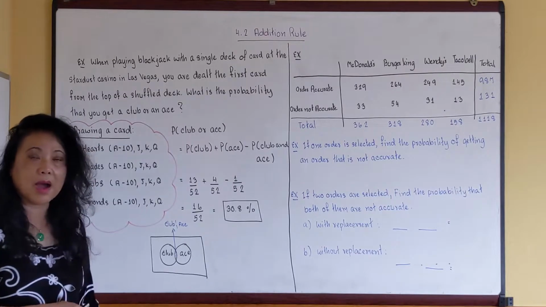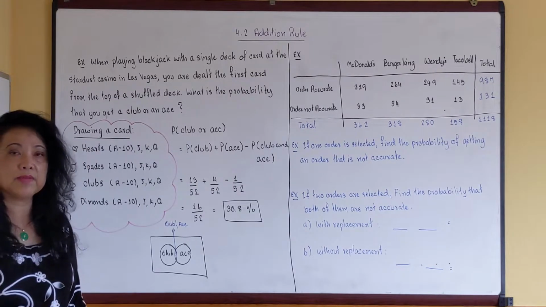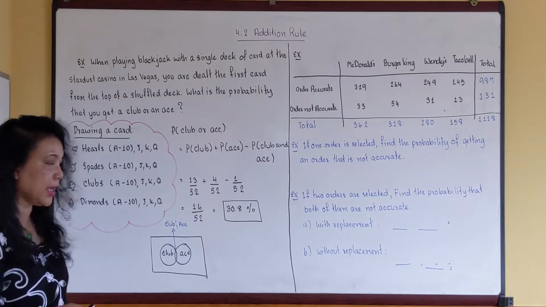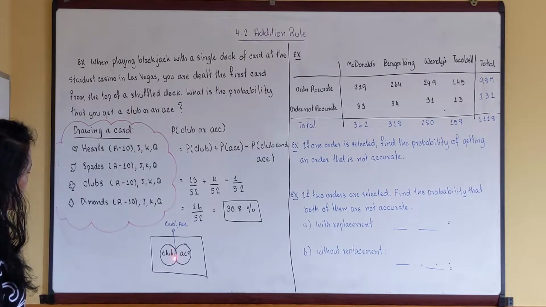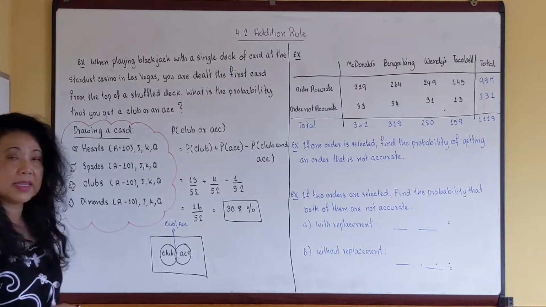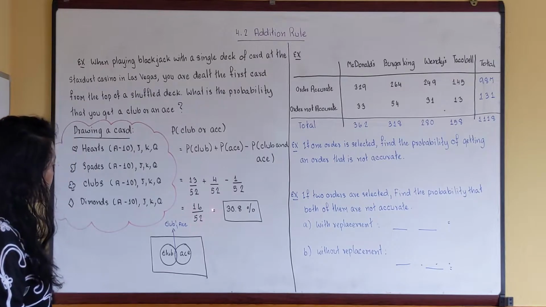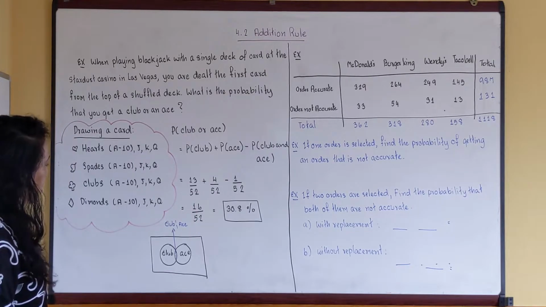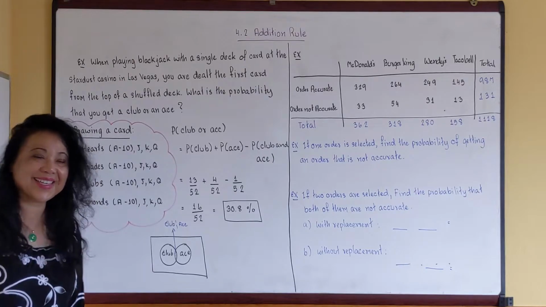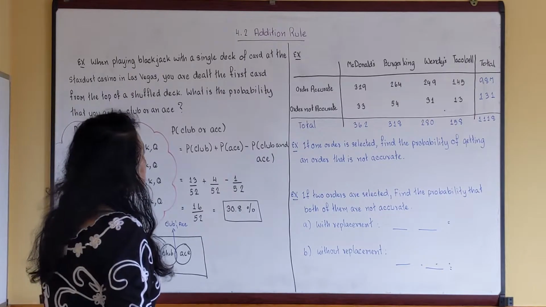So this is not mutually exclusive. Remember, when they're mutually exclusive, they don't share. But in this case, they share. They share one card right here, which is both a club and an ace. That's how I subtract it, and the answer will be 16 out of 52, which is about 30.8%. All right, so let's look at the next example.